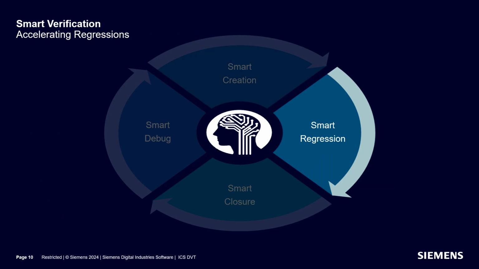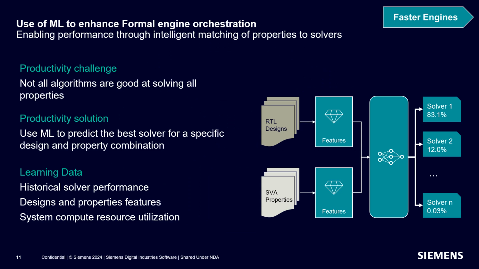Now we come to the second pillar of smart verification, smart regression. You know, the concept of regression is normally in simulation-based verification, but actually we also see that in formal verification, a lot of time is spent just to run the formal engine to solve your properties. This is where machine learning could help. We look at different solvers, and we have seen statistics that different solvers have different capability in solving a specific property for a specific RTL design.